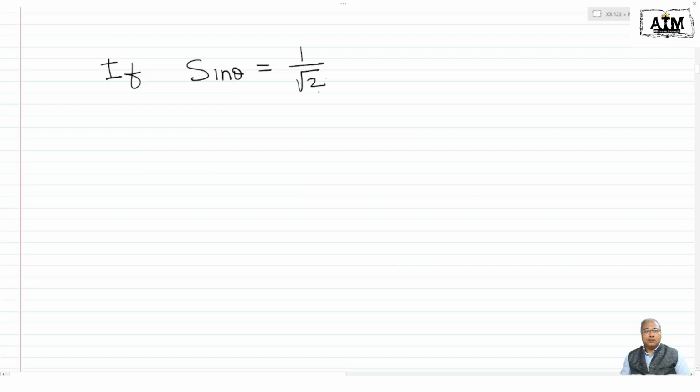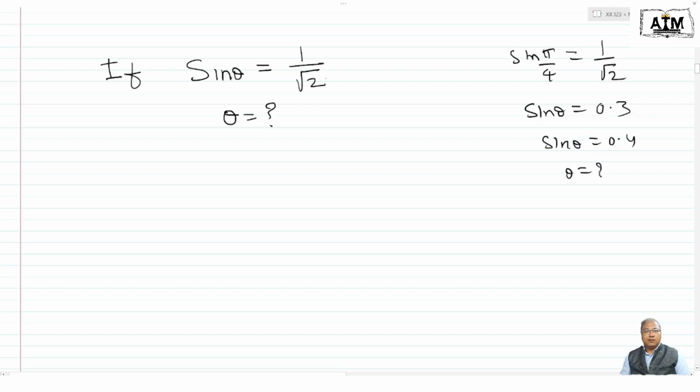Here sin theta equals 1 upon root 2. Then theta equals how much? We need to find theta. Of course we know that sin pi by 4 equals 1 upon root 2. But if sin theta equals 0.3 is given, or sin theta equals 0.4 is given, then what is the value of theta? We need to find the value of theta. Finding the value of theta is called solving a trigonometric equation. So solving a trigonometric equation means finding the theta value.